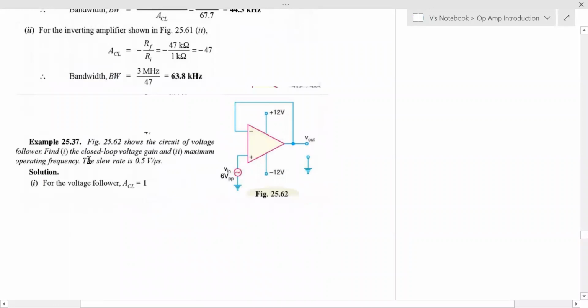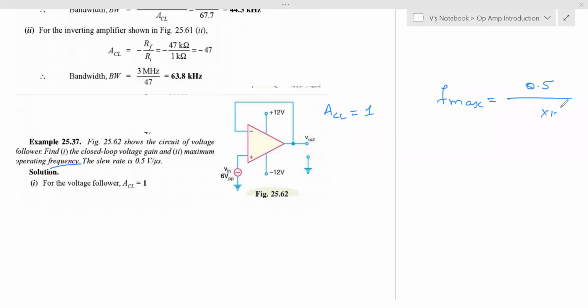This shows the circuit of voltage follower. Find the closed loop voltage gain. So you know that closed loop voltage gain for voltage follower, it is 1 because there is no resistors there. And maximum operating frequency. So F max will be, slew rate is given. So slew rate is 0.5 per microsecond. So 10 raised to power minus 6 will be at the bottom. So into 2 pi है, 2 into 3.40 divided by gain.